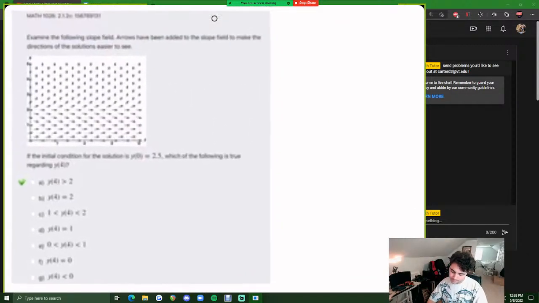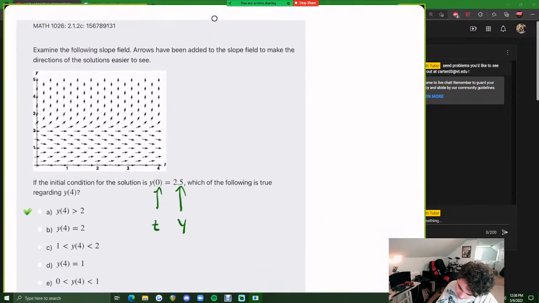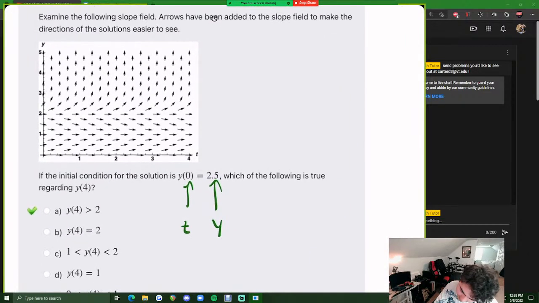All right, let's keep it going. In this problem, they tell us that we have an initial condition at (0, 2.5). They're telling us that t equals 0 and y equals 2.5. So what we can do on this slope field is put a dot at (0, 2.5).